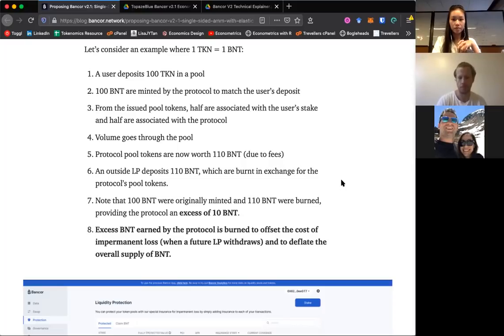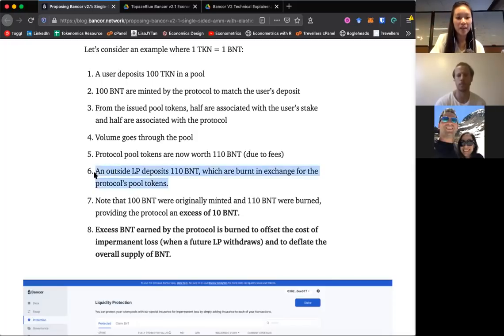If an outside LP now comes in and stakes BNT into the pool, the pool tokens that are being held by the protocol are being replaced and are moved into the LP position. Okay, that helps. That explains some stuff.